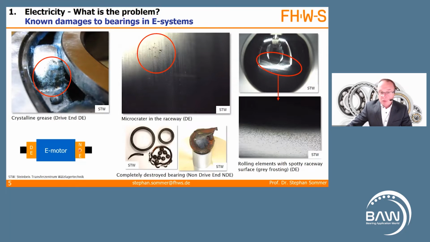But if you go to the non-drive end side, you see a completely destroyed bearing. So this is not chocolate ice cream. This used to be a shiny steel ball, just like this one. On the non-drive end side, we had the same problems as on the drive end side, but much more severe.